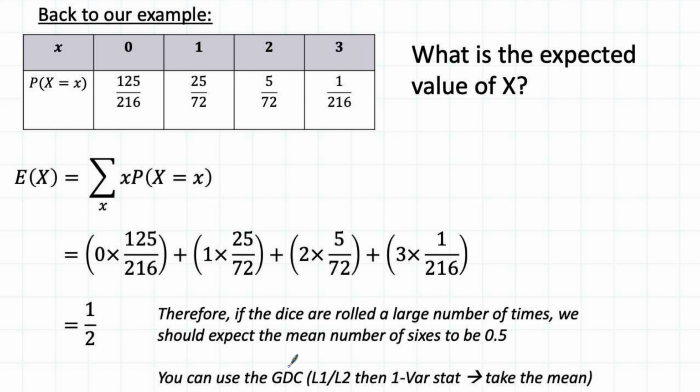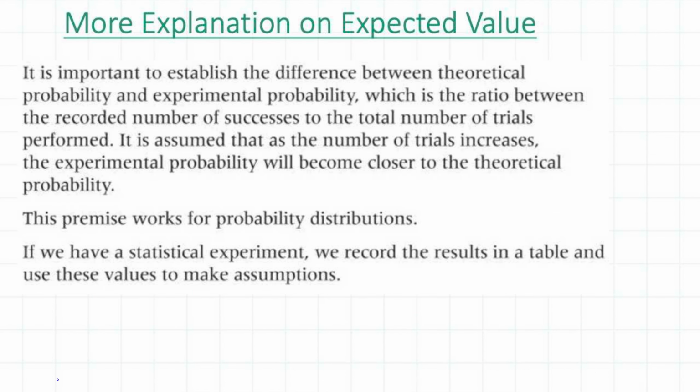So that's what the expected value tells you. You can also find it on the GDC if you plot this in L1 and this in L2, and then you do the one variance stat and you take the mean. It's actually the same value. There's more explanation on expected value. You can pause the video and read through it if you want to. So just pause here.